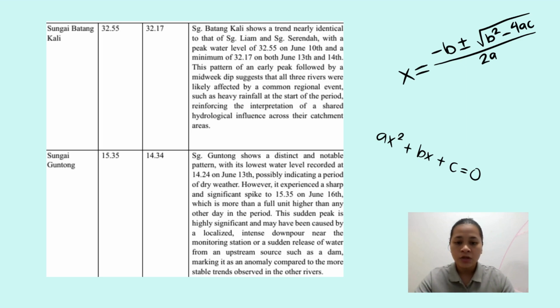However, it experienced a sharp rise, which is more than a full unit higher than any other day in the period. This sudden peak is highly significant and may have been caused by a localized intense downpour near the monitoring station or a sudden release of water from upstream, such as a dam, marking it as an anomaly compared to the more stable trend observed in the other rivers.